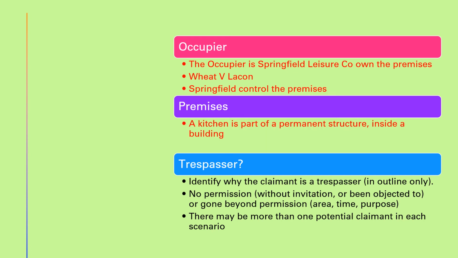So we know who we're going to start a claim against for Bart. How about the premises? So a kitchen is part of a permanent structure, or indeed itself is a permanent structure. If it's inside a building, it's part thereof. So we need to say the kitchen is a premises without doubt.